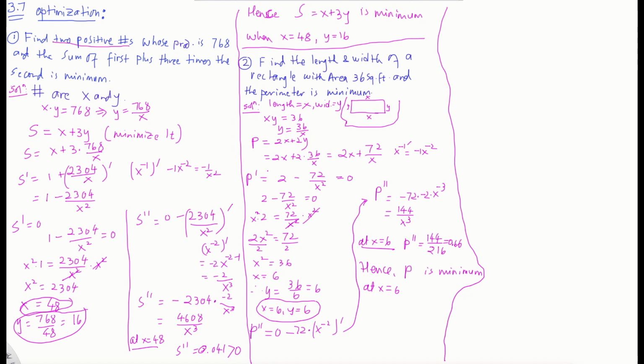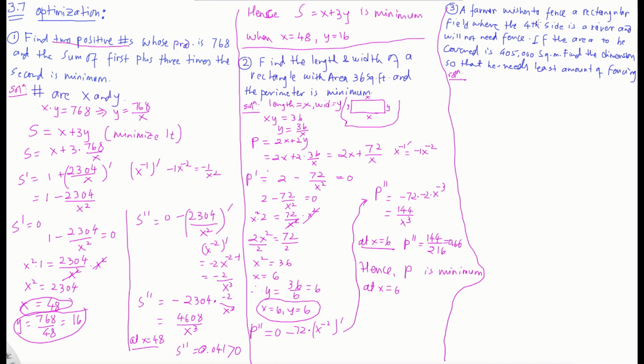Okay, let us do another example. A farmer wishes to fence a rectangular field where the fourth side is a river and will not need fence. If the area to be covered is 405,000 square meters, find the dimensions so that he needs the least amount of fencing. Meaning that he wants to fence the given area with the least amount of fencing, right? Let us suppose that this is x, this is y, but you don't need fencing because there is a river on that side.